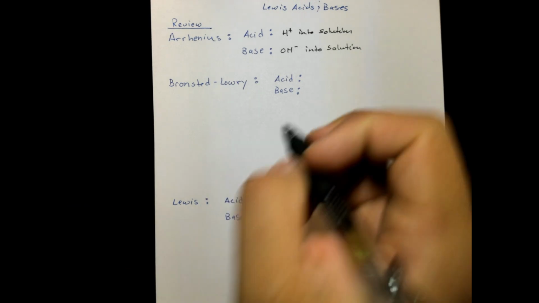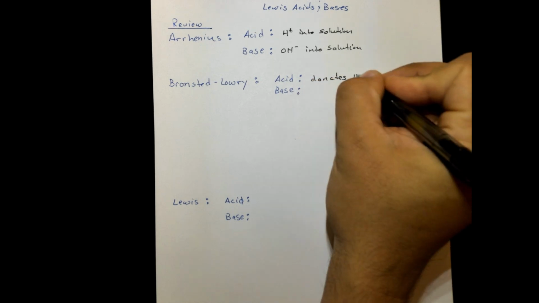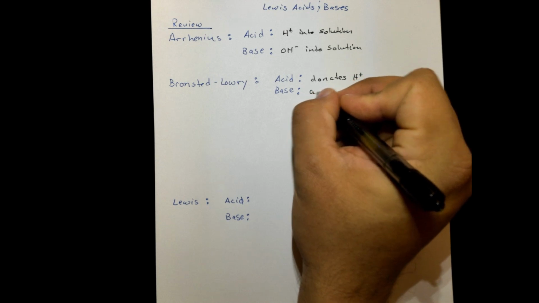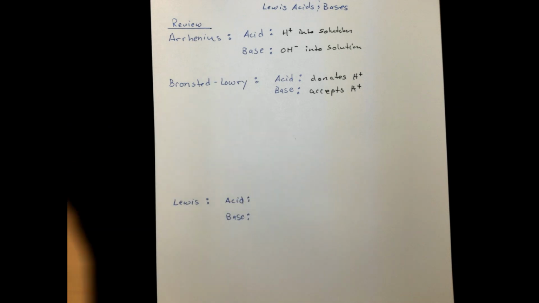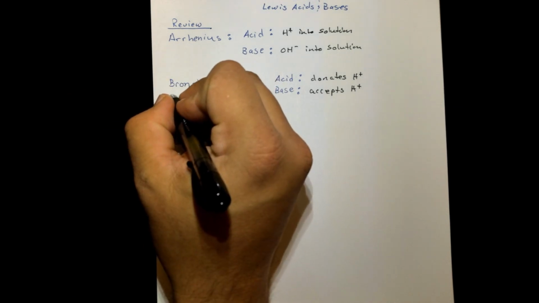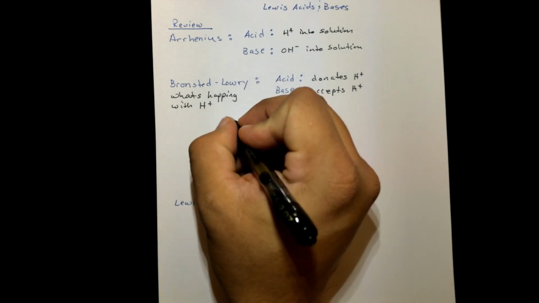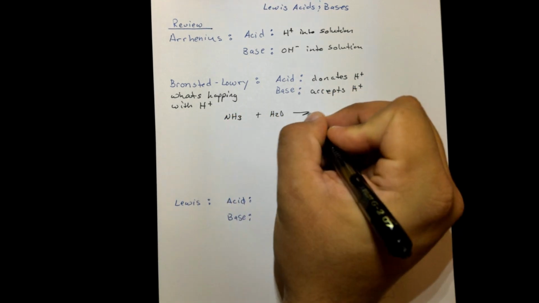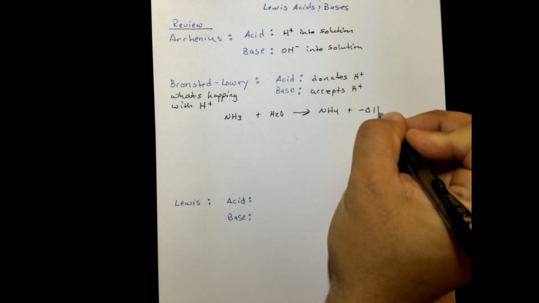Then we looked at Brønsted and Lowry. Brønsted and Lowry says an acid is a substance that donates the H plus proton, and a base is a substance that accepts the H plus proton. So with Brønsted and Lowry, we're actually looking at what's happening with the proton. So we're looking at where the H plus is coming from and where the H plus is going. So then we have this reaction here. If we have NH3 plus water, H2O, that's going to give us NH4 plus and OH minus.